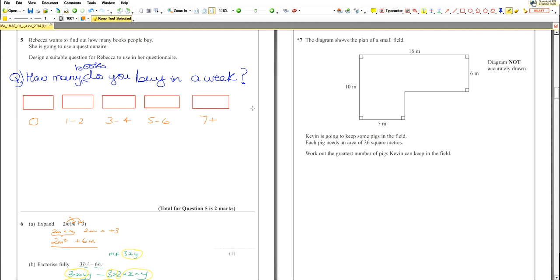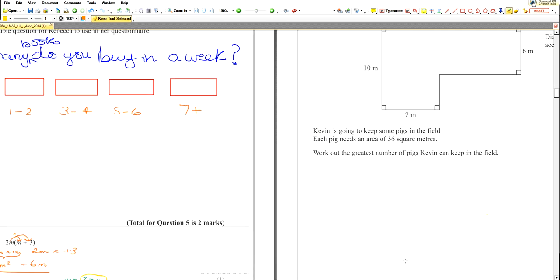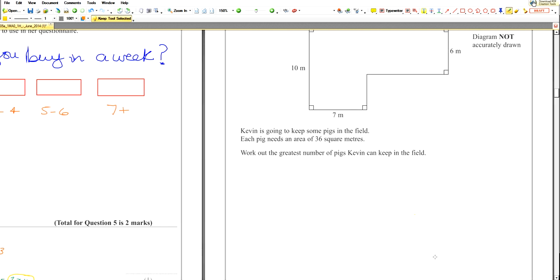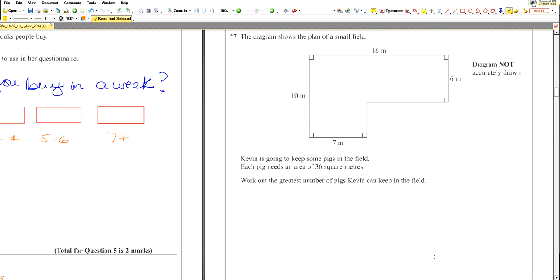Question number 7. Okay, let's make a little bit on this side. Some more space up here, really. Okay, here we go. Question number 7 has a little star in front of it. What's that called? That's our functional skills star. The question is like putting math into the context of real life.